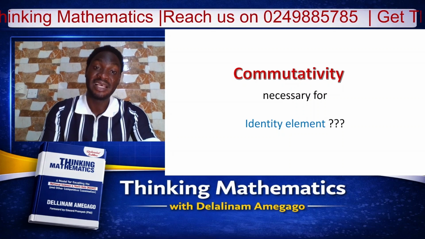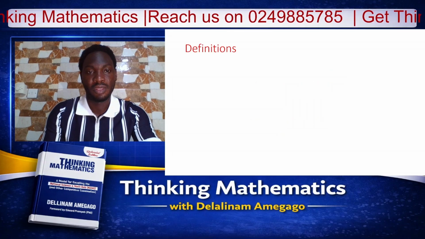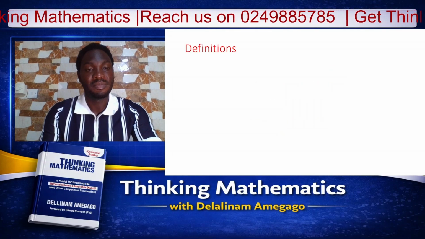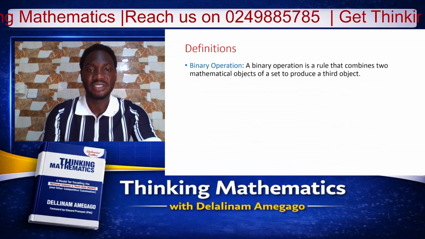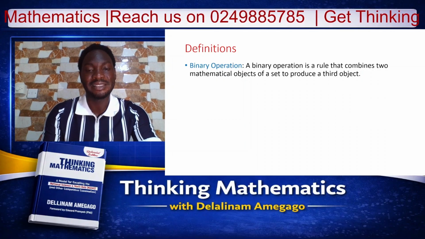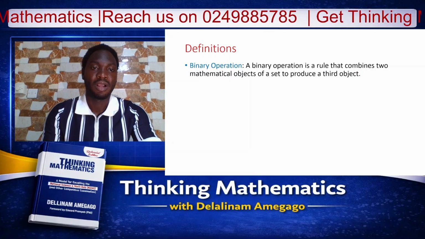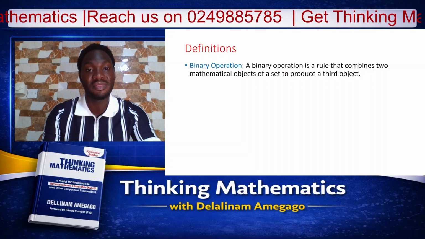Commutativity, necessary for identity elements. Let's look at some definitions. A binary operation is a rule which at any instance of time combines exactly two objects of a set to produce a third object.